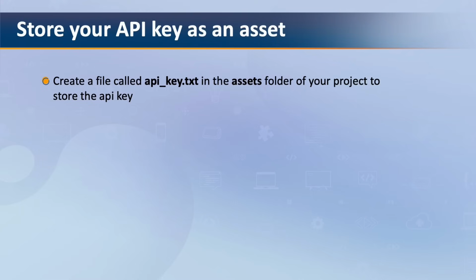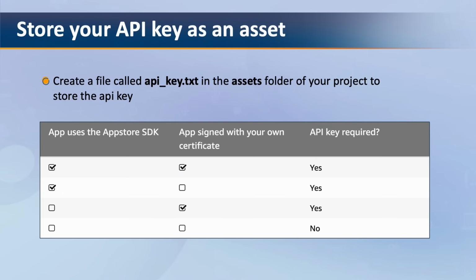For a pre-release or debug version of our app, we must create an API key and store it in the asset folder of our project. Insert your API key as the only data in this API key text file. For a release or production version of our app, if our app uses the App Store SDK, we must create an additional API key for the release version of our app. For a summary, see this table.